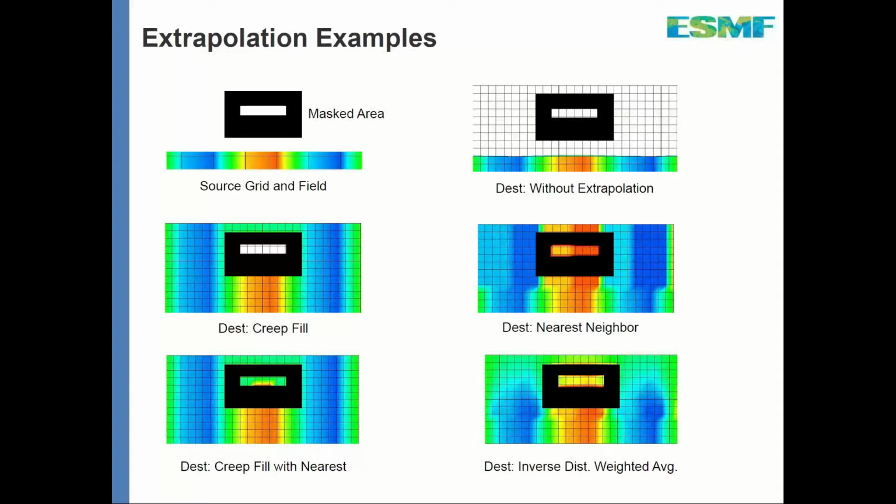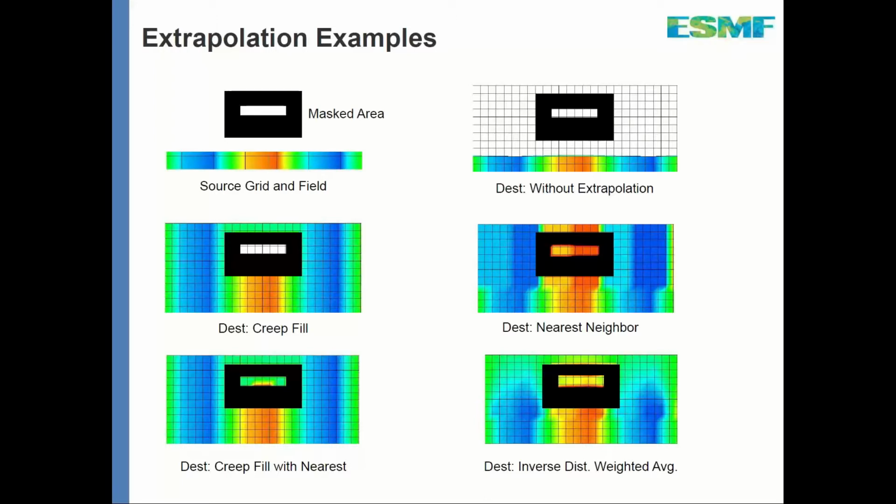Below that, you can see another extrapolation method we've implemented. This is inverse distance weighted averaging. The user specifies a number of points, and for each unmapped destination point, it finds that number of closest points and blends the values together, and that gives you a smoother result.